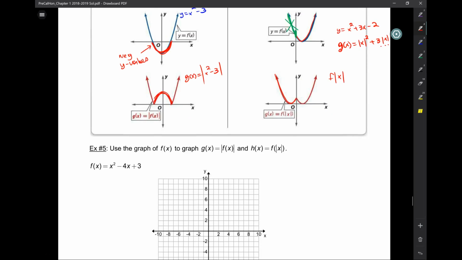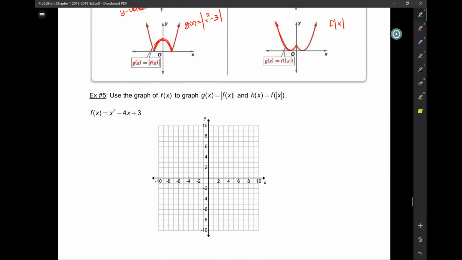Yes? For the first one, how you gave the g of x equals absolute value of x squared minus 3, if it was like absolute value of x squared minus 4, let's say, would you factor it and then do that? No, so the point is whatever function goes in the absolute value, the negative parts of the graph are just reflected upwards. Okay. Okay, so let's do this one here.